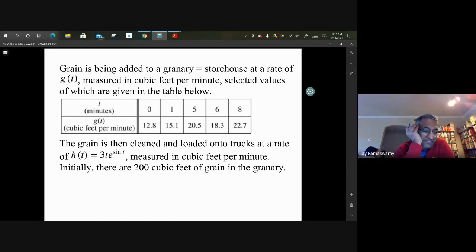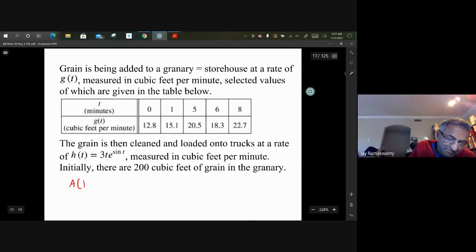Read it with me. It says grain is being added to a granary, which is a storehouse, at a rate of G of T, measured in cubic feet per minute, selected values of which are given in the table below. The grain is then cleaned and loaded onto trucks at a rate of H of T, write that down, measured in cubic feet per minute. Initially, there are 200 cubic feet of grain in the granary. Guys, this is not in hundreds, so this is just regular. There's no scale problem. Okay, let's just set it up the usual way.